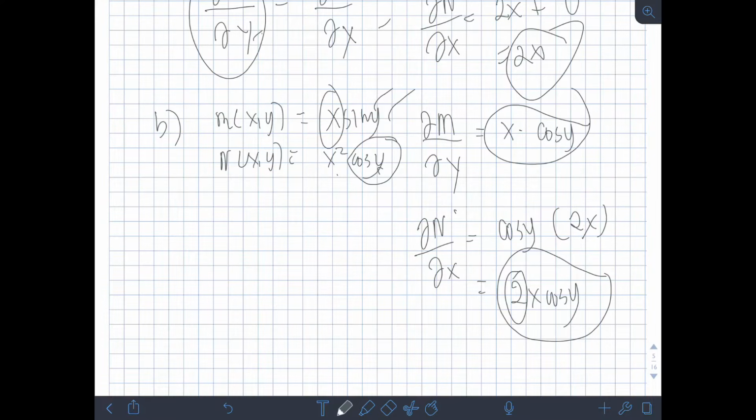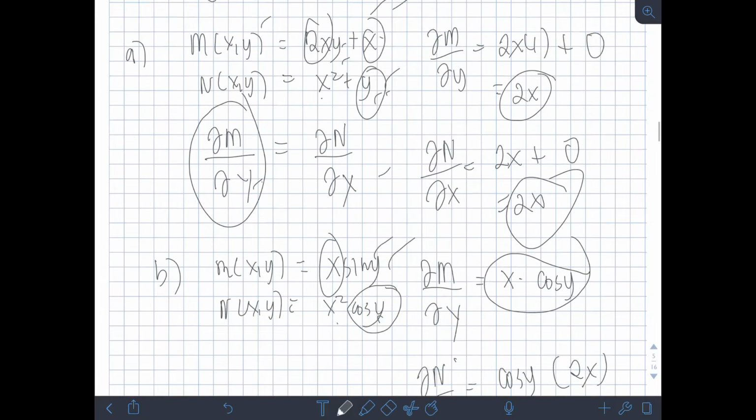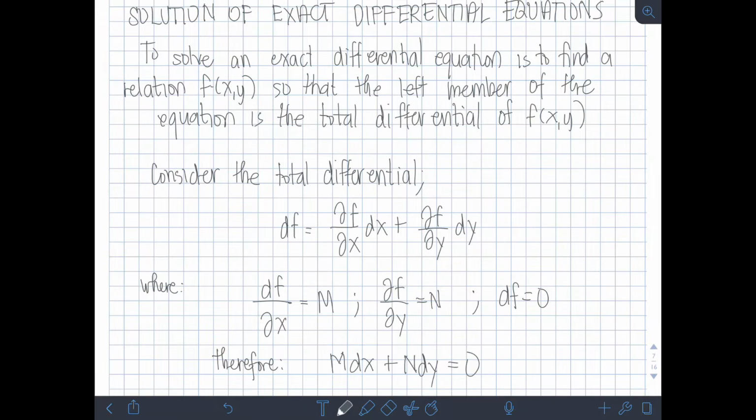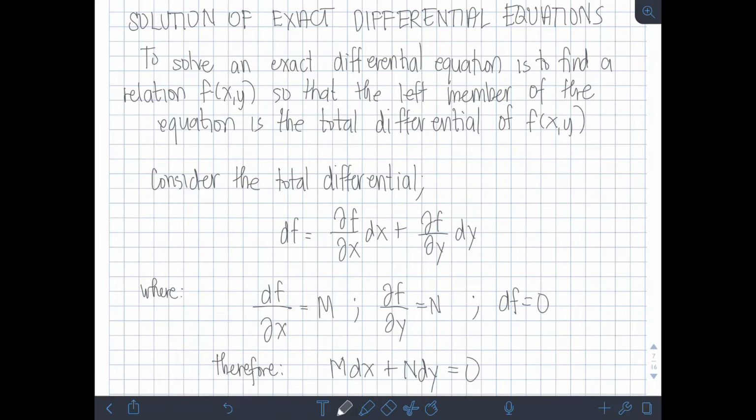So, hindi sila totally the same. So, therefore, this dE is not an exact differential equation. Okay, dumako na tayo sa solution of exact differential equations.